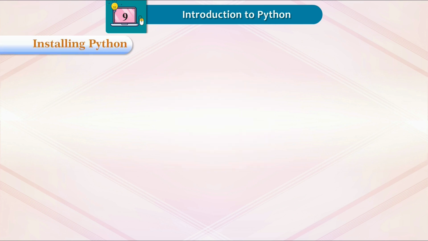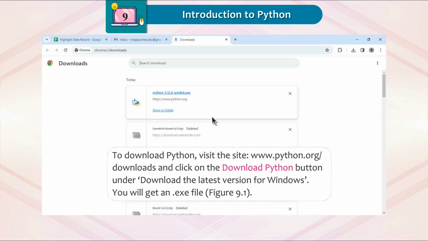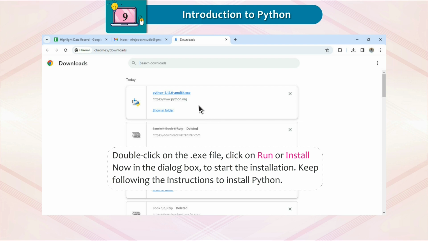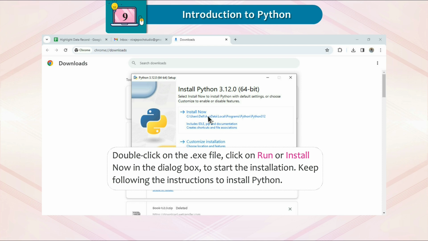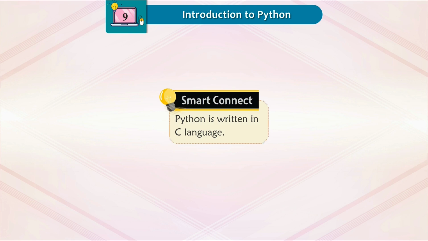Installing Python. Python can be easily installed on your computer by following the given steps. To download Python, visit the site www.python.org/downloads and click on the Download Python button under Download the latest version for Windows. You will get an .exe file. Refer to figure 9.1. Double-click on the .exe file, click on Run or Install Now in the dialog box to start the installation. Keep following the instructions to install Python. Smart Connect. Python is written in C language.